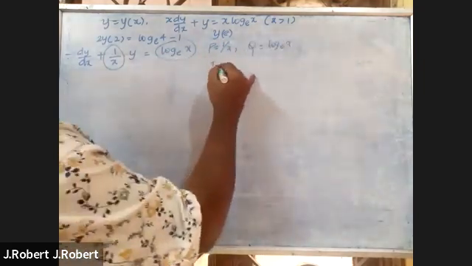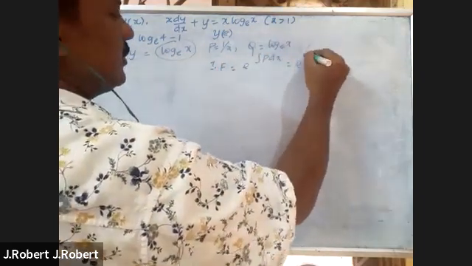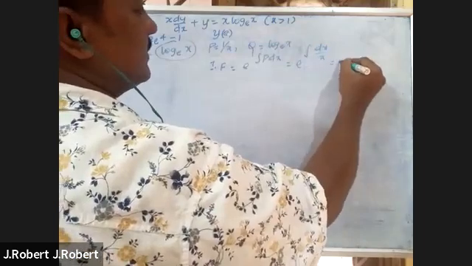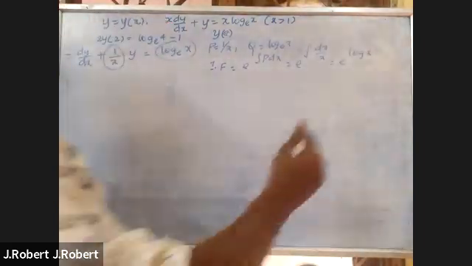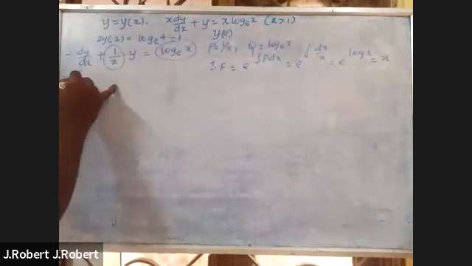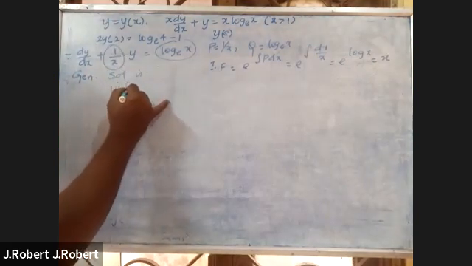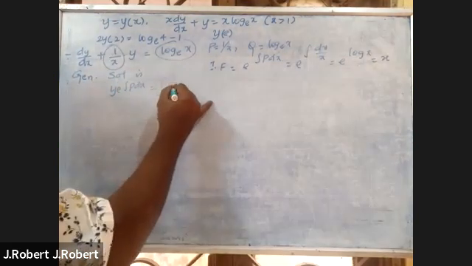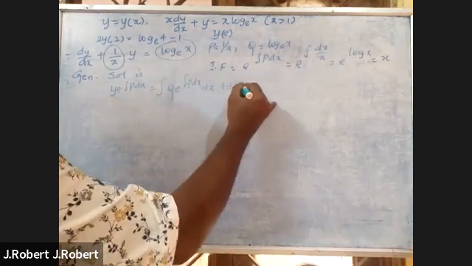Now the integrating factor is e power integral p dx, which is equals to e power integral dx by x, which is equals to e power log x. E and log will get cancelled. Simply we can write this as x. Then your general solution is y e power integral p dx is equals to integral q e power p dx into dx plus c.